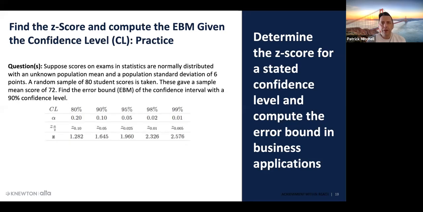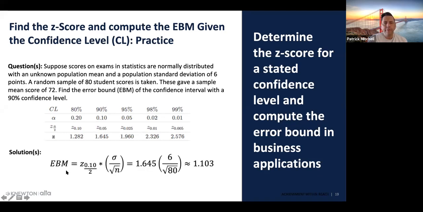All right, here's one you can try. Suppose scores in exams in statistics are normally distributed with an unknown population mean and a population standard deviation of 6 points. A random sample of 80 student scores is taken. These gave a sample mean score of 72. Find the error bound of the confidence interval with a 90% confidence level.